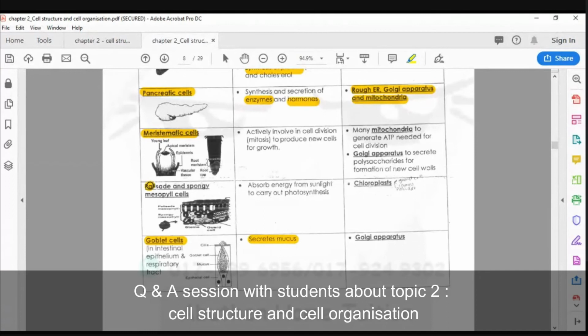Okay, this one, meristematic cells and palisade and spongy mesophyll cells, those are in plant cells. You remember meristematic cells have many mitochondria because they need a lot of energy. ATP is energy for cell division. Meristematic cells are the cells that always create new cells, that's why they need a lot of ATP energy. For palisade and spongy mesophyll, they need a lot of chloroplasts. Just remember these two for plants.